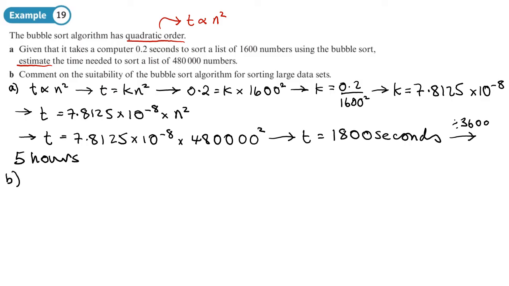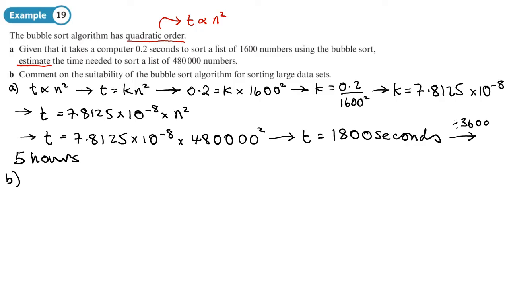Okay, then part B, comment on the suitability of the bubble sort for sorting large data items. Now, if you double the size of the number of items, you increase the time by a factor of 4. If, let's say, for example, you increase the number of items by a factor of 5, then the time is going to increase by a factor of 25. The time will increase by this factor squared. Now you can see that for sorting less than 500,000 items, it took 5 hours. And some databases contain millions and millions of items.